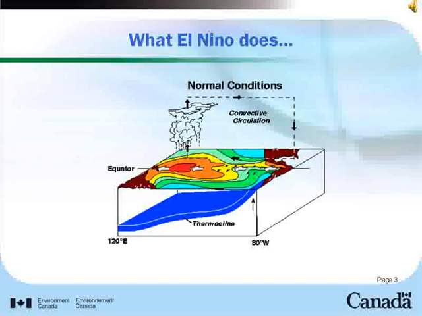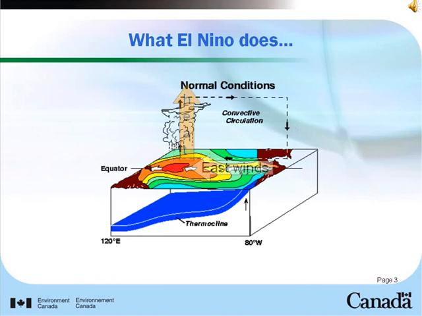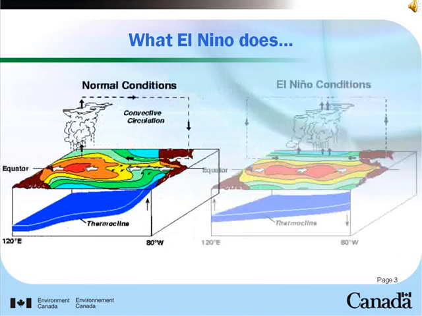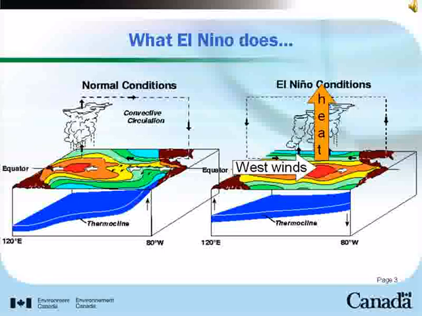Here's what El Nino does to the atmosphere. Under normal or neutral conditions, east winds push warm water along the equator. The warm water pools and injects heat and moisture into the atmosphere. When El Nino occurs, winds across the equatorial Pacific shift to the west. The warm pool of water spreads out, and heat and moisture are now added further east. The changed position of a very important source of heat and moisture upsets global weather patterns.